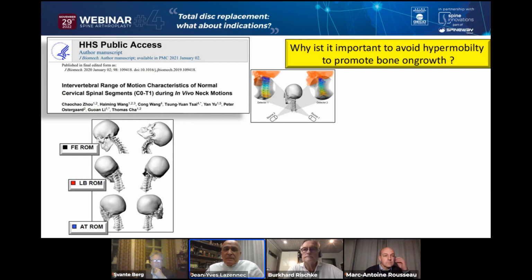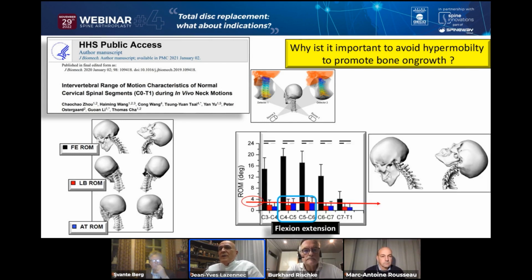And what about cervical disc? What are the limitations? This paper is also very interesting. In black, flexion extension range of motion. In red, lateral bending. And in blue, axial rotation. Very quickly, you see here, when you do flexion extension in black, so you have maximum flexion extension, the most risky levels are C4C5 and C5C6, about 4 degrees for lateral bending and axial rotation. So you can say to me, it is okay, it is not a lot, but for small bone bridges, it may be a problem.